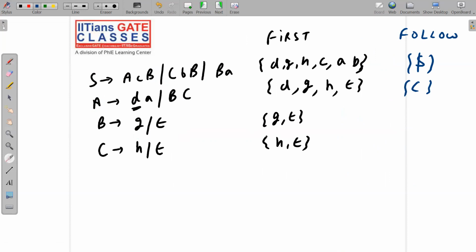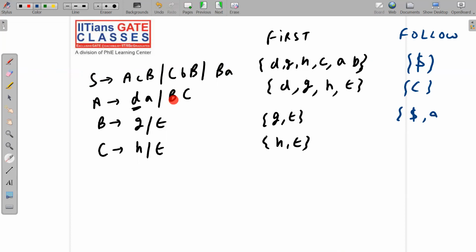Next will be capital B. So follow of capital B. Try to find capital B. Yeah. Follow of capital B will be follow of capital S. So capital S, that is nothing but dollar. Follow of capital B will be follow of capital S. We have already found it out. Follow of B will be first of the remaining part, that is small a. So I will put small a.